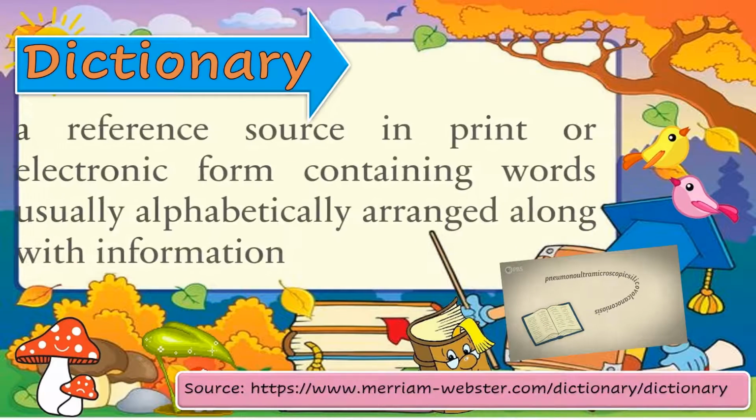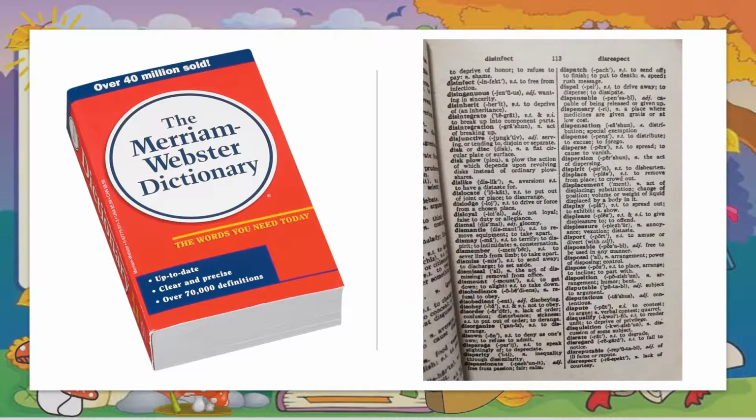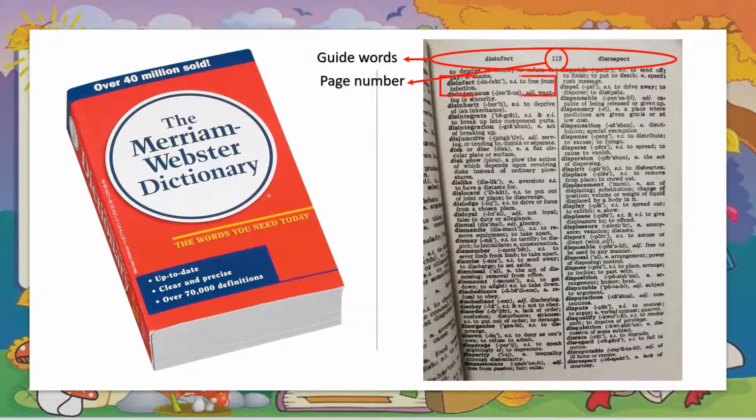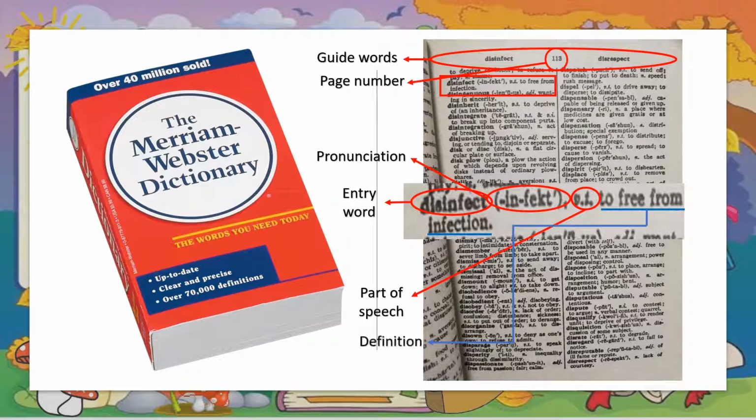Let's begin with the definition of a dictionary. A dictionary is a reference source in print or electronic form containing words usually alphabetically arranged along with information. For us to be familiarized with the parts of a dictionary, let's go over the parts of it. First, we have the guide words. Next, we have the page number. We also have the pronunciation, followed by the part of speech. We also have the entry word. And of course, the definition of the word.